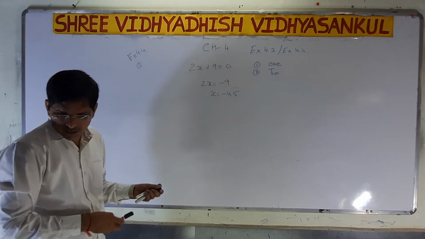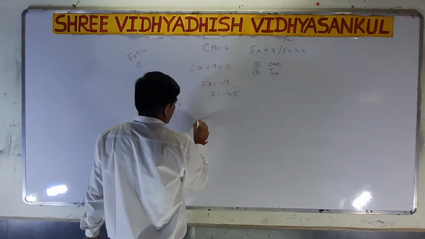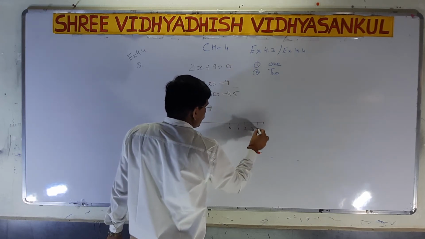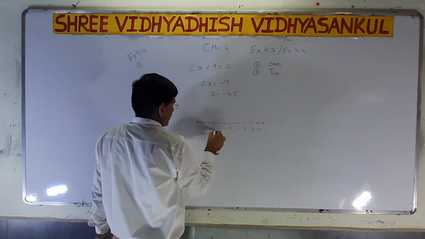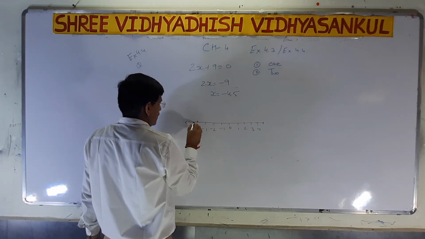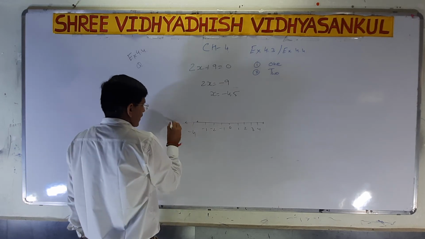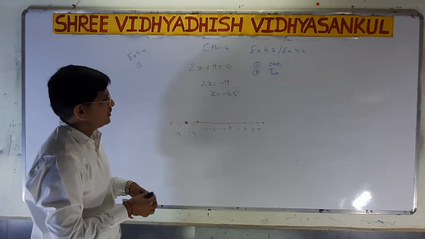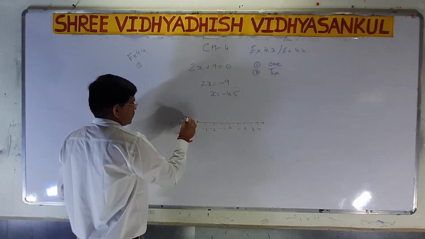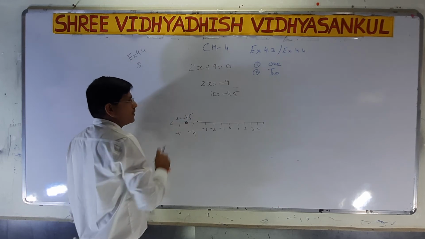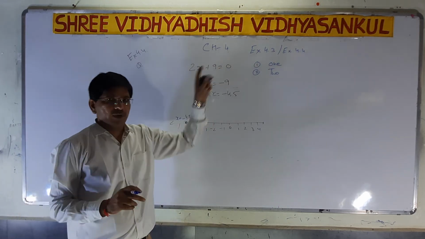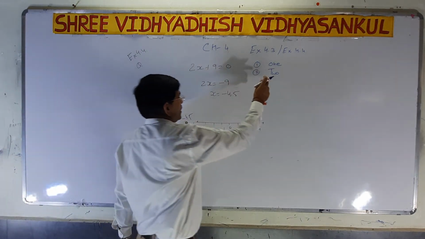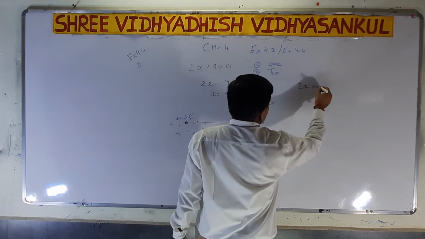So what I have to write? I have to draw the graph: 0, 1, 2, 3, 4, minus 1, minus 2, minus 3, minus 4, and if I go further, then minus 5. Between this, we can take x is equal to minus 4.5. So in number line, we have to draw when the question is in the form of one variable. But when the question is in the form of two variables, we have to write the standard form of it.